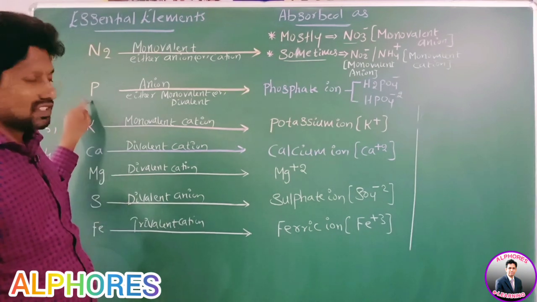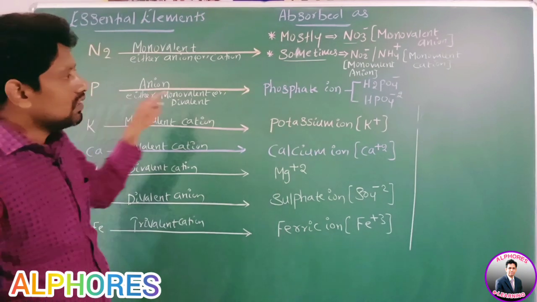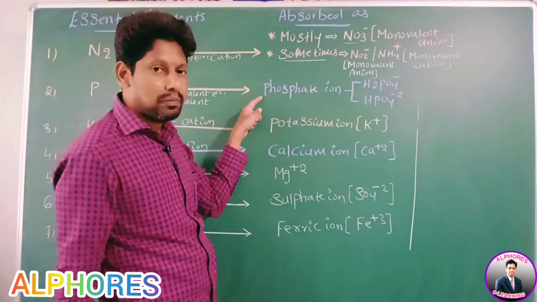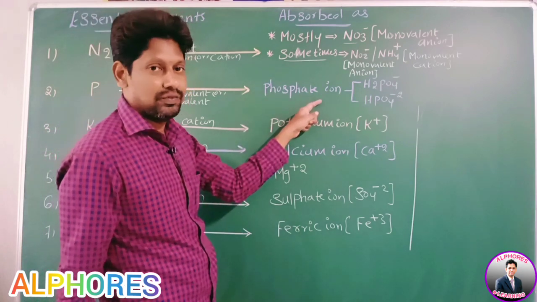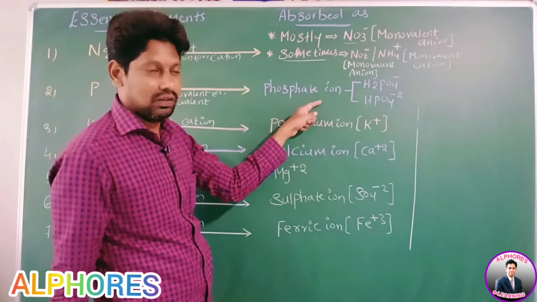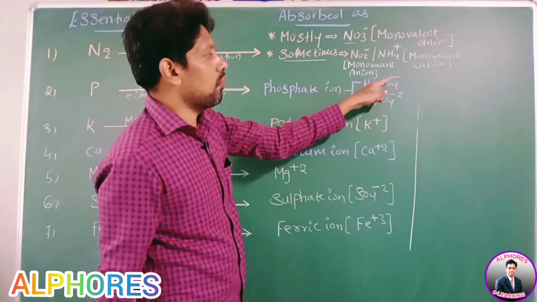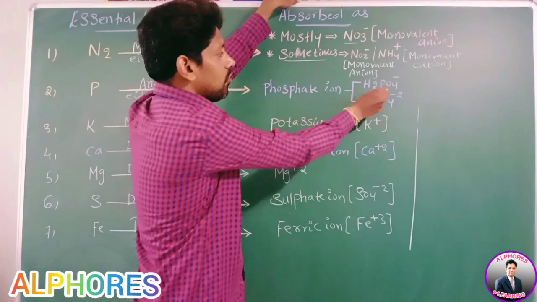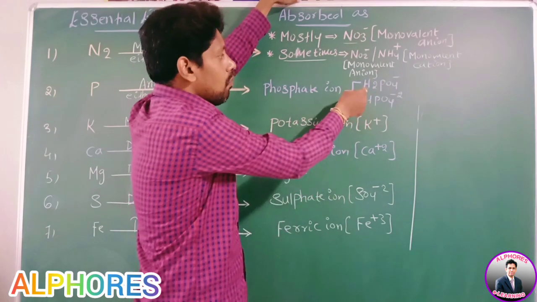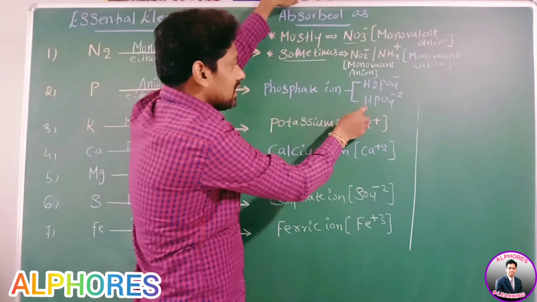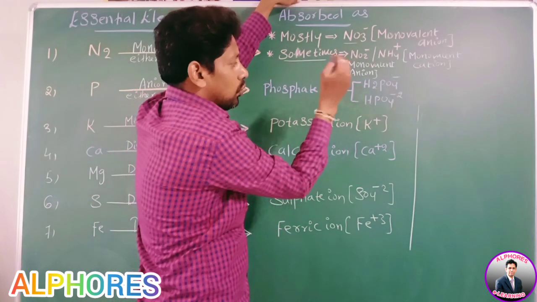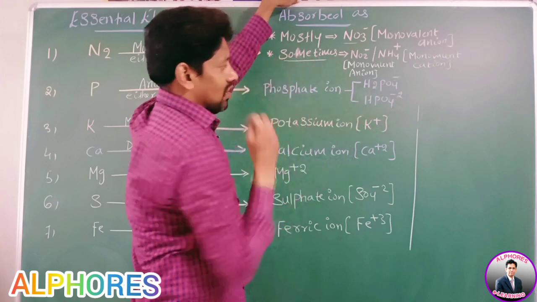What's phosphorus? This phosphorus is absorbed by the plant in the form of phosphate ion. Which ion? Phosphate ion. What is it? H2PO4 minus, right? Monovalent what? Anion. Or HPO4 minus 2, a divalent anion.